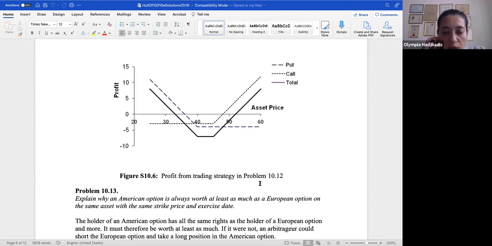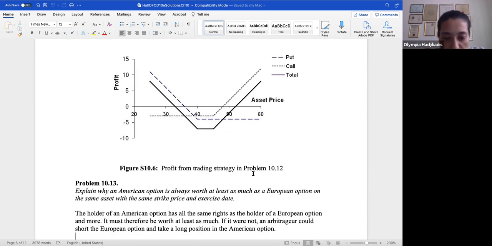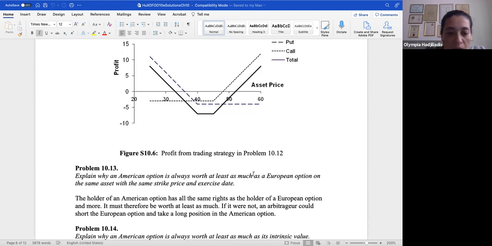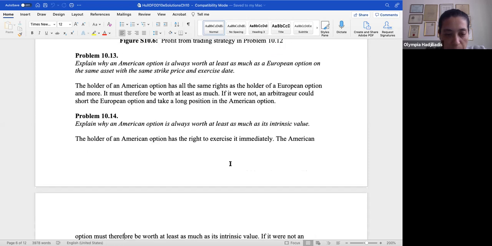Explain why an American option is always worth at least as much as a European option on the same asset with the same strike price and exercise date. That's easy. The holder of an American option has all the same rights as the holder of a European option and more. It must therefore be worth at least as much. If it were not, an arbitrager could short the European option and take a long position in the American option.